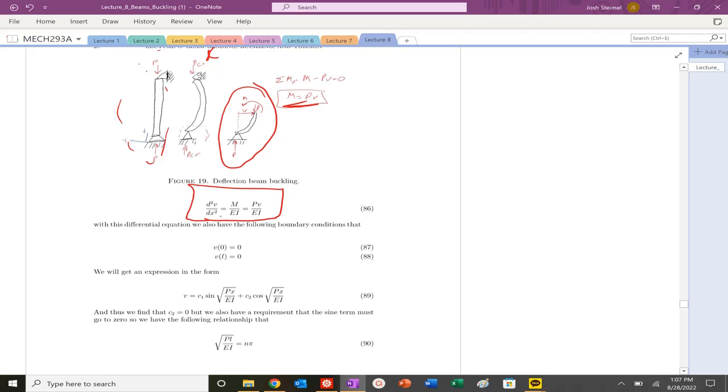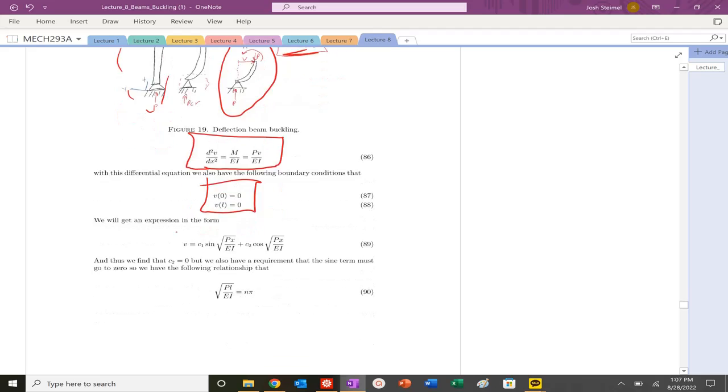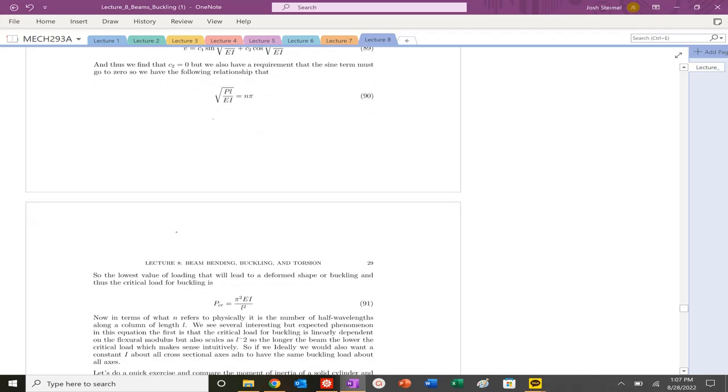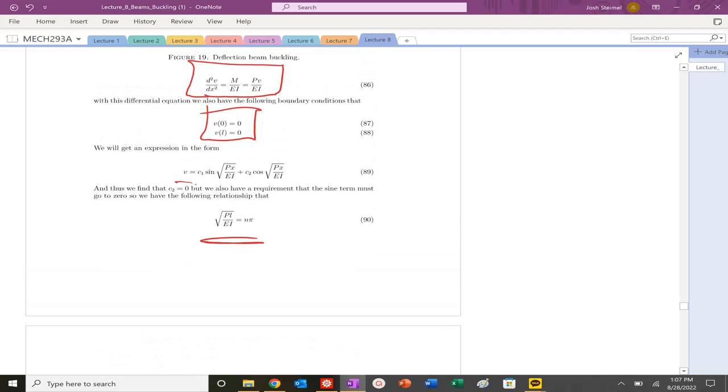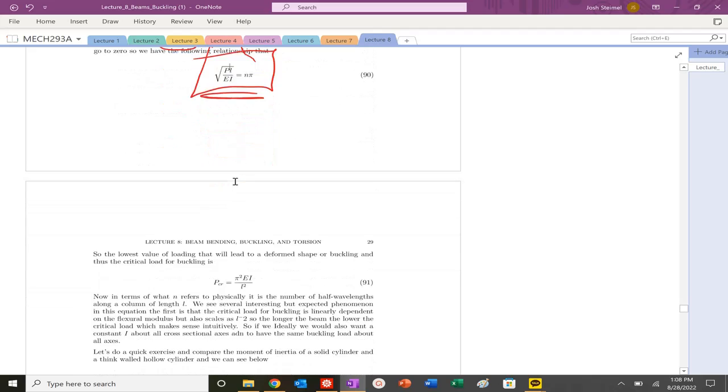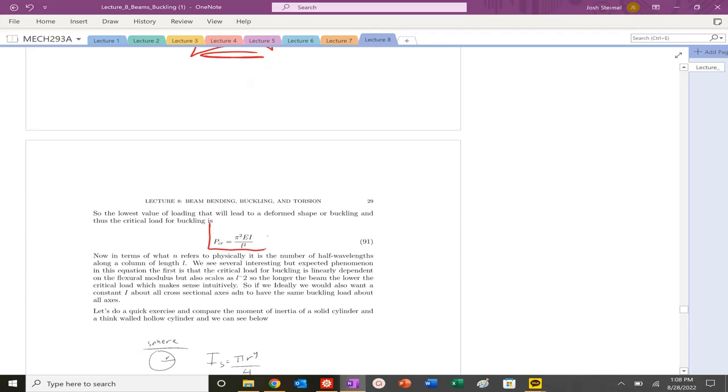So we would solve this second order ODE. We know that basically there's no deflection at zero, at the pinned ends. And for the only non-trivial solution, we know that C2 will be equal to 0 when we solve this ODE. We know that C1 could also be 0, but the non-trivial solution will be when that sine becomes 0. So when the square root of P, the load, times length over EI is equal to some integer n pi value, our critical load will be defined as such.